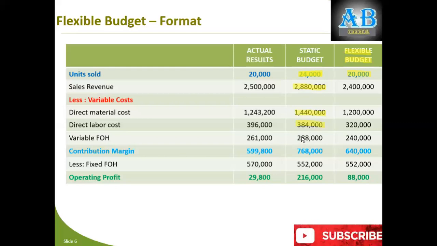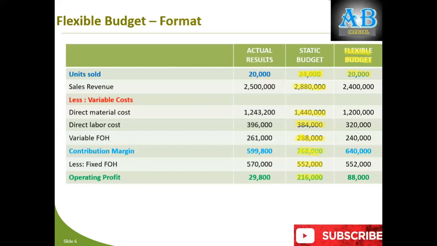This is your variable FOH at activity level of 24,000. Then you have contribution margin on this activity level. Then you have fixed FOH, and then you have operating profits. So all these figures are based on static budget. Now, you have created the scenario.